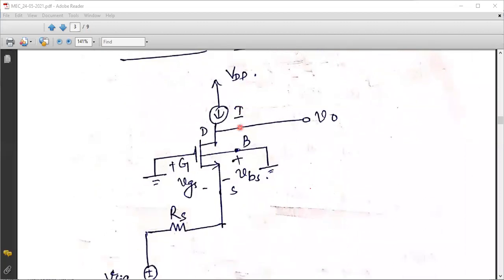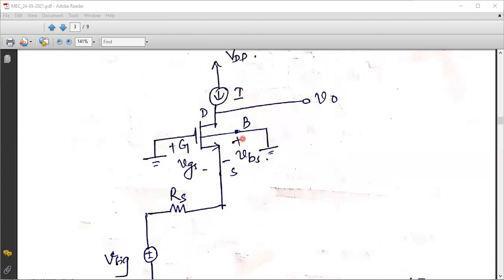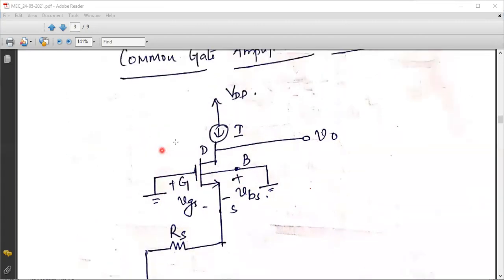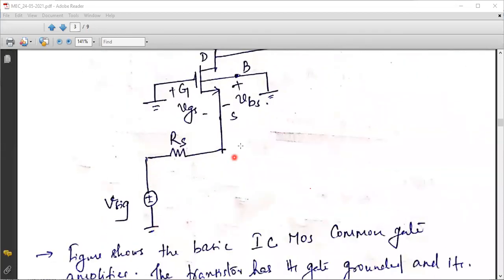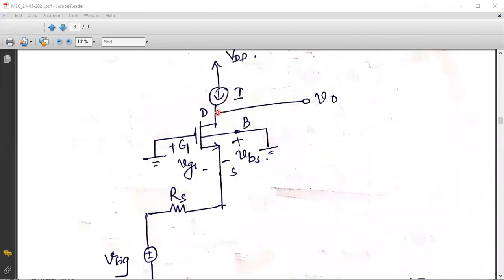Now take down the circuit diagram. Here you can see the gate is grounded. Why? Because gate is common, right? Common gate means gate will be grounded and we will give our input to the source terminal through a source resistance Rs. And we will take the amplified output across the drain terminal, and the drain terminal is connected to the supply voltage VDD through a constant current source capital I. So this is nothing but your active load.